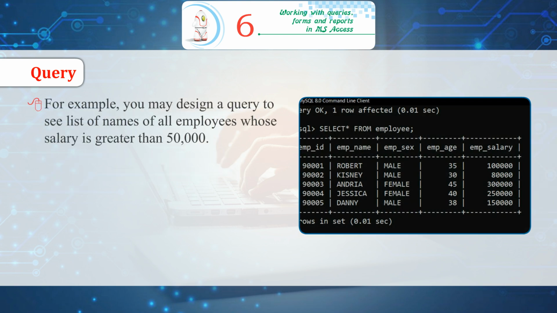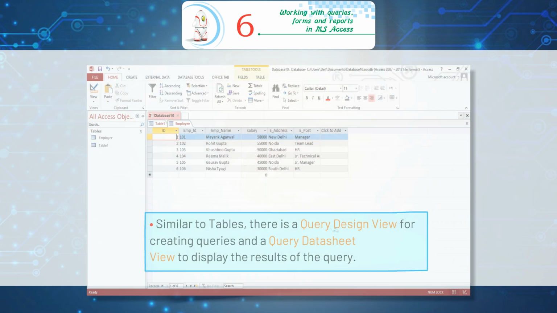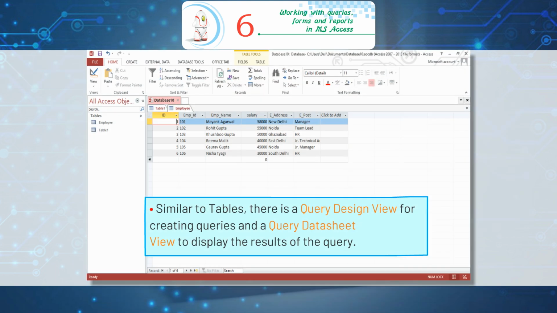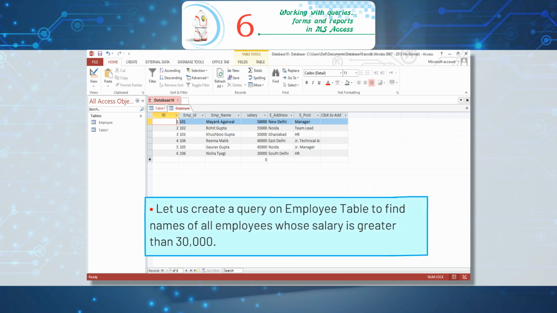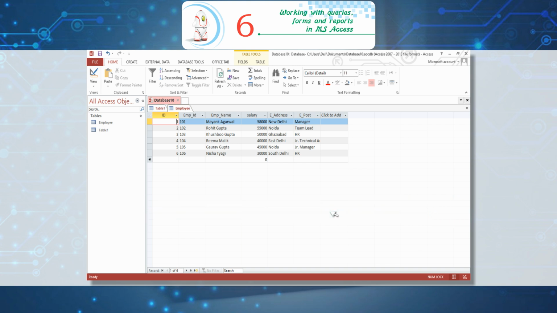For example, you may design a query to see list of names of all employees whose salary is greater than 50,000. Creating a query. Similar to tables, there is a query design view for creating queries and a query datasheet view to display the results of the query. Let us create a query on employee table to find names of all employees whose salary is greater than 30,000. Following are the steps to create a query.